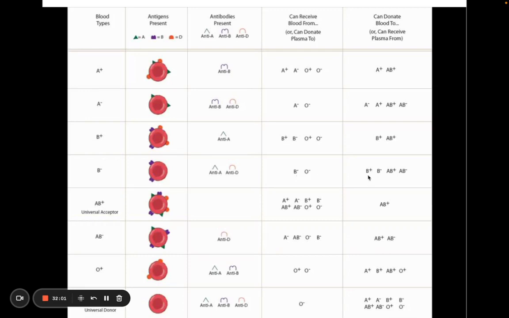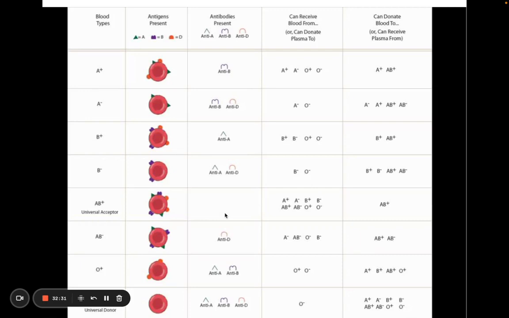B negative can donate to B positive, B negative, AB positive, because AB positive, look at this one. It's got this, and it's got this, but hey, these match up, so we're good, and it doesn't have any antibodies present, so you're good to go. And AB negative, because remember, negatives can donate to other negatives, all right?